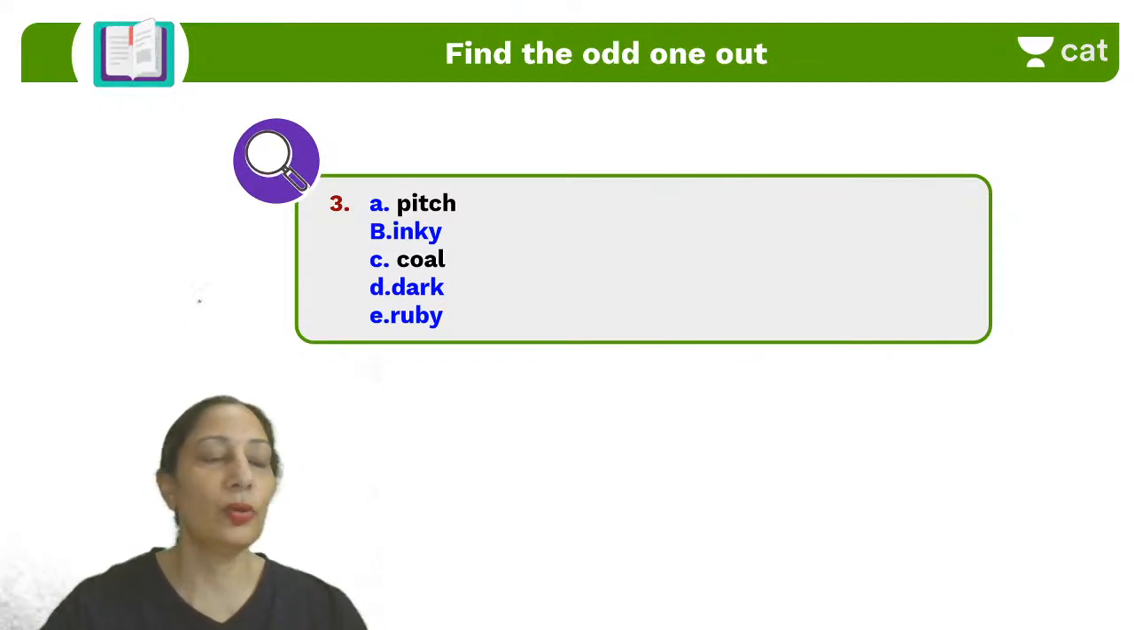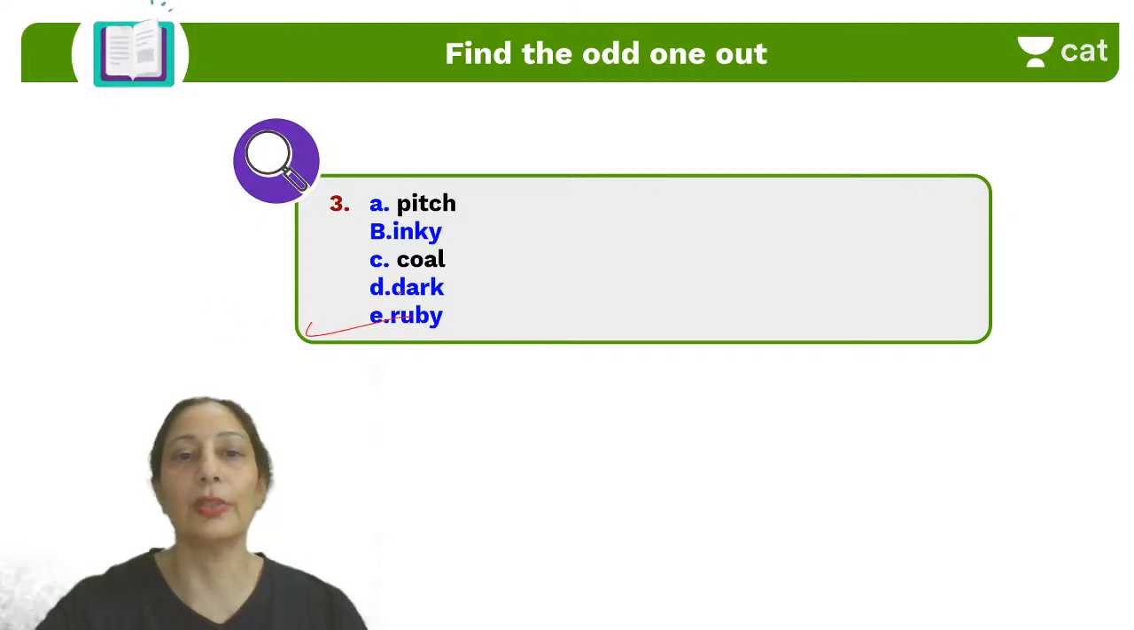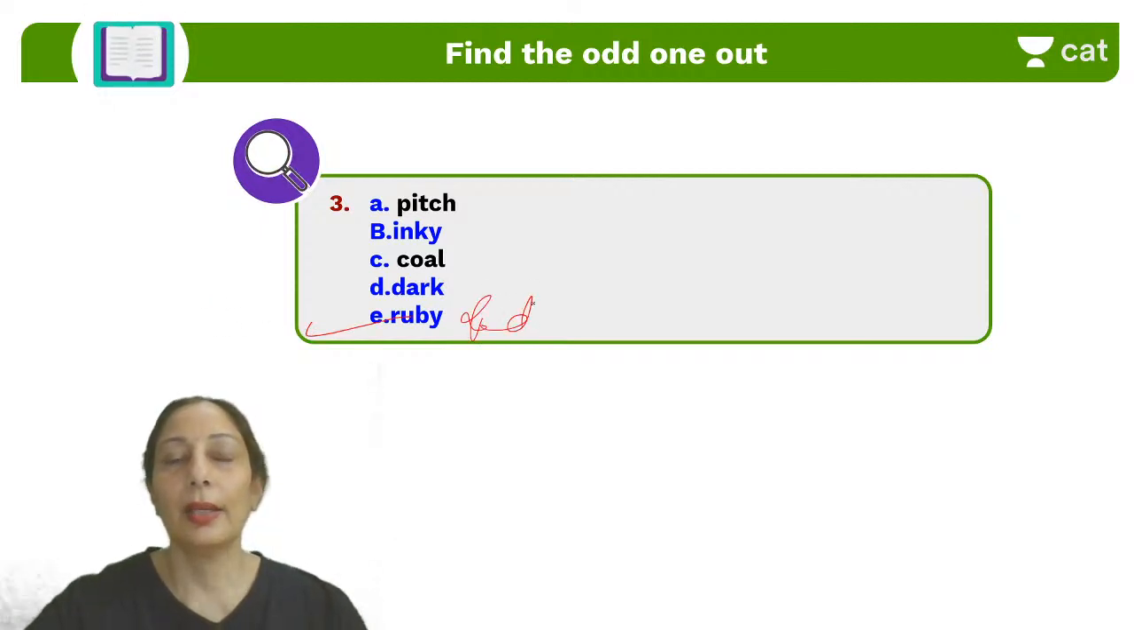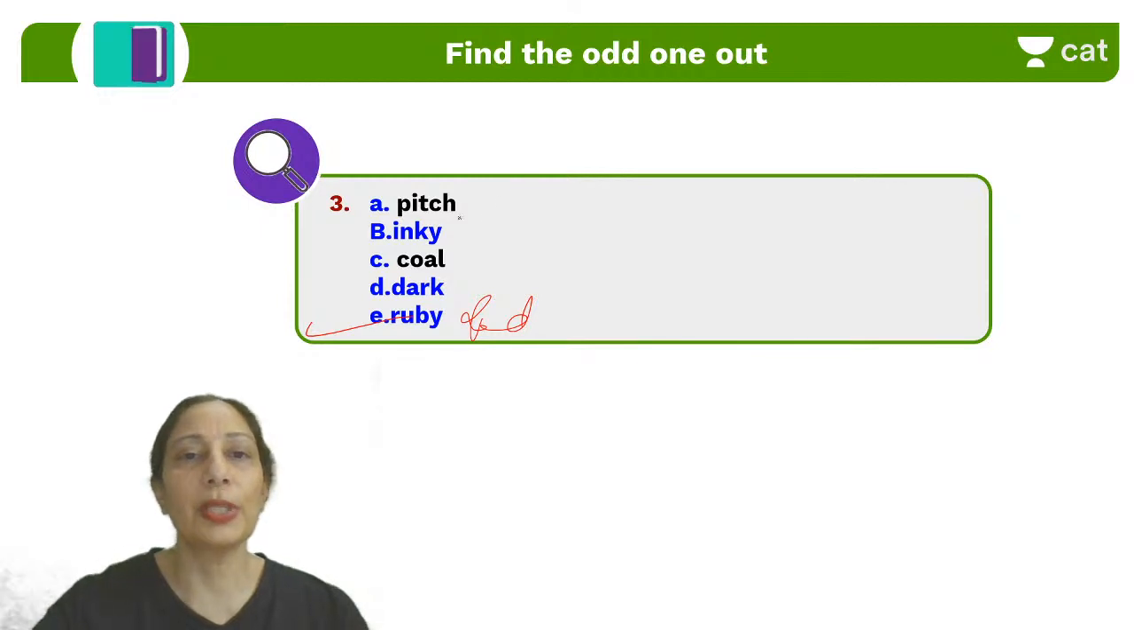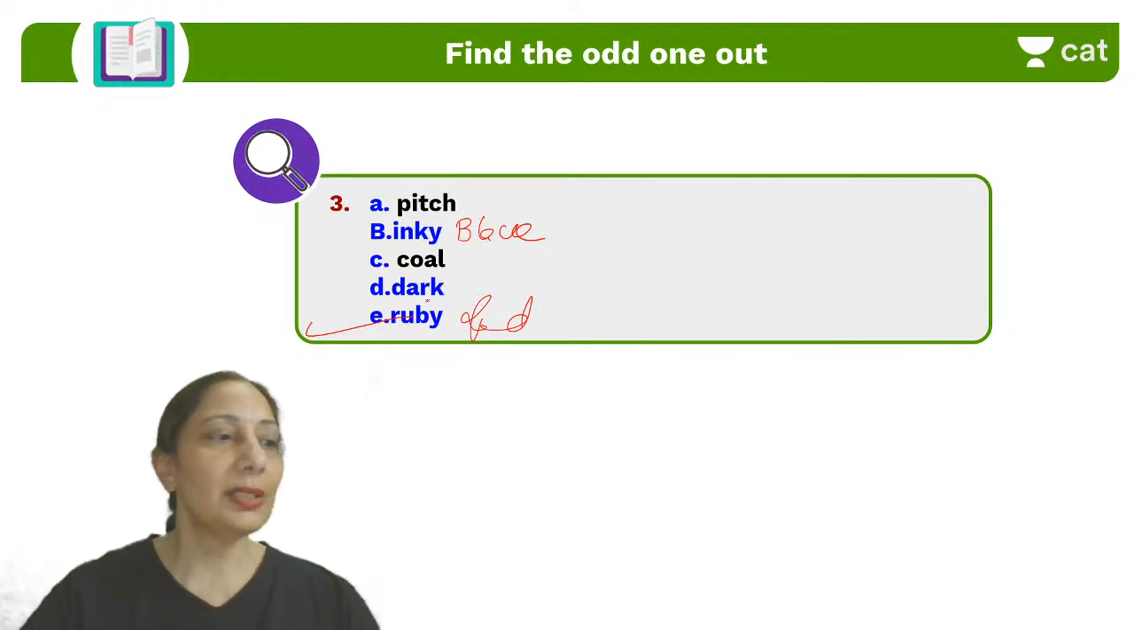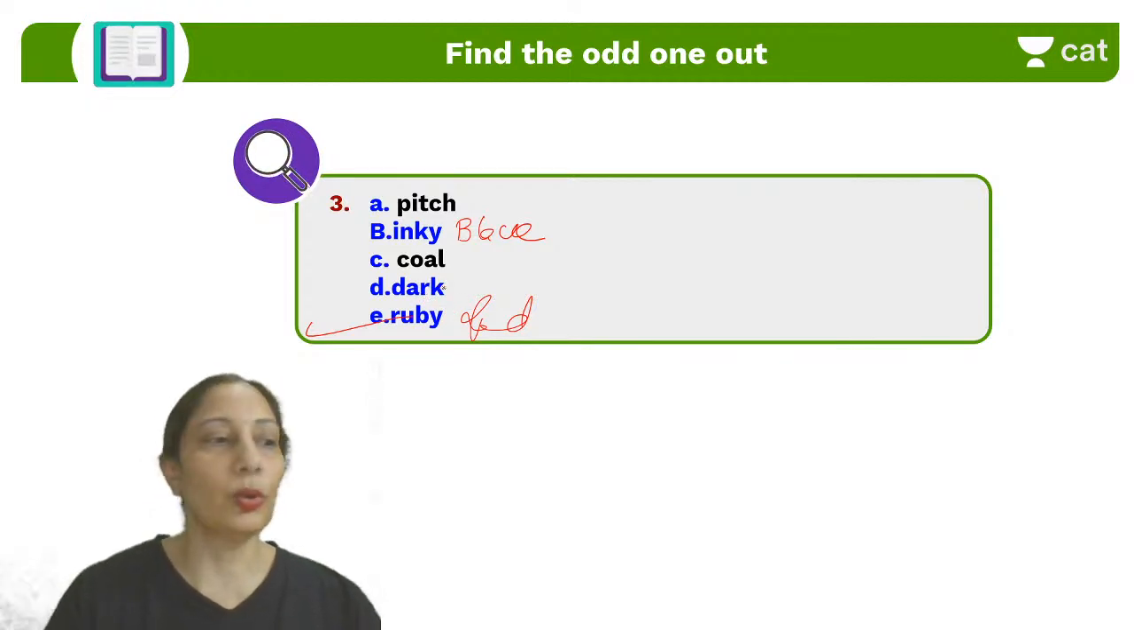Answer is ruby. Ruby is the correct one because ruby is red in color. Again, we are relating to color. It's pitch dark outside, you say. That means very dark. It is inky black, you say. That means black ink. Coal is dark. This is also dark. And ruby is red. So these are some of the easy ones, but we will go to questions which have higher difficulty, guys.